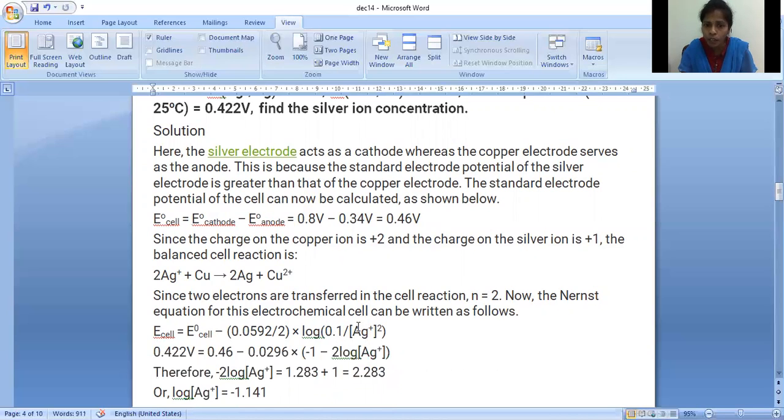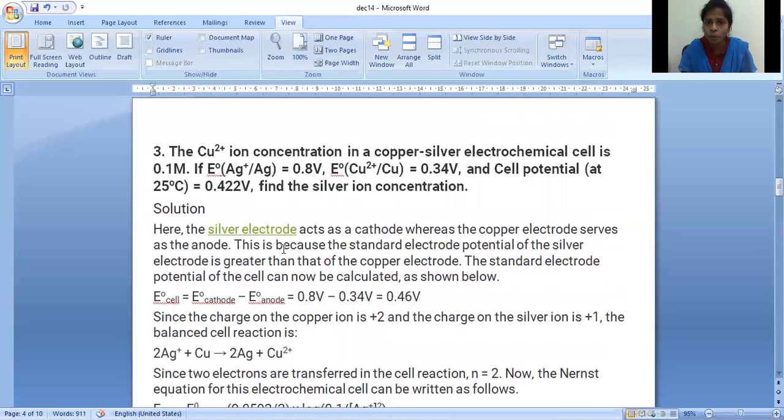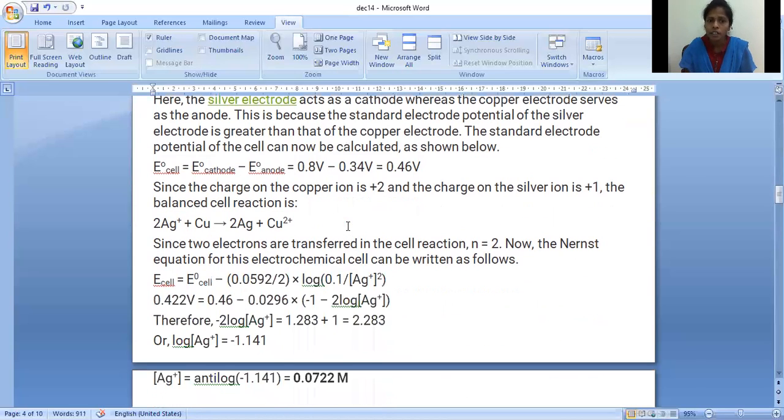Now we need to find the Ag+ concentration. E cell is also given in the numerical, that is 0.422. That is the cell potential, meaning E cell. So we know 0.422 is equal to 0.46 minus 0.0296. After dividing, this is log 0.1, which is minus 1, minus 2 log of Ag+.